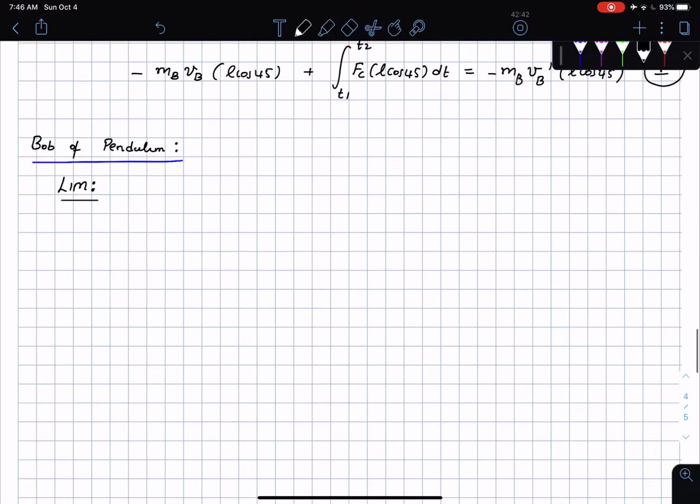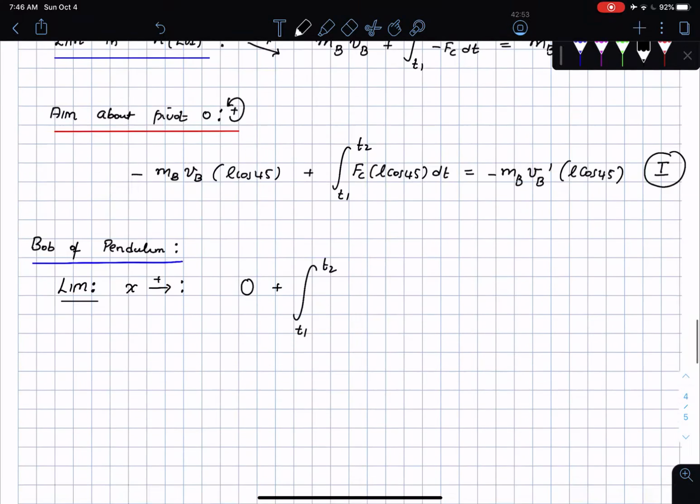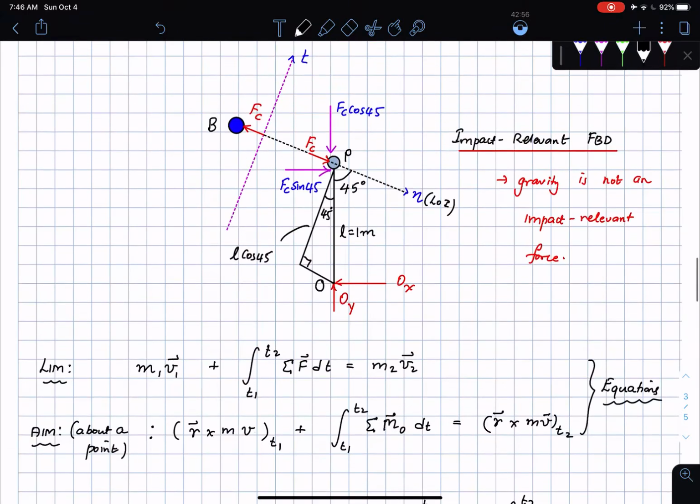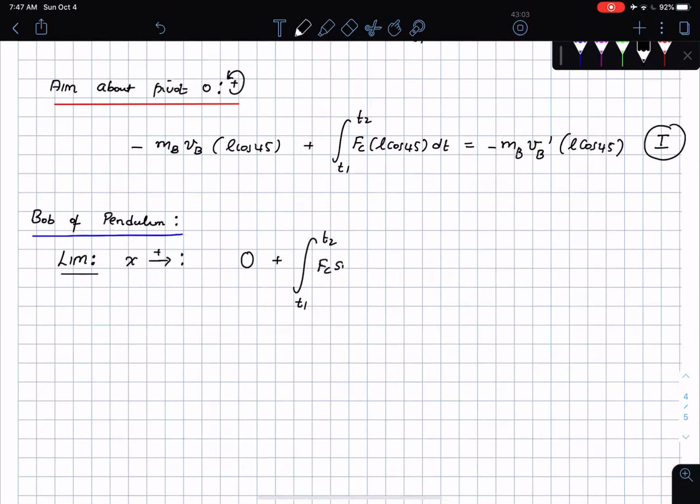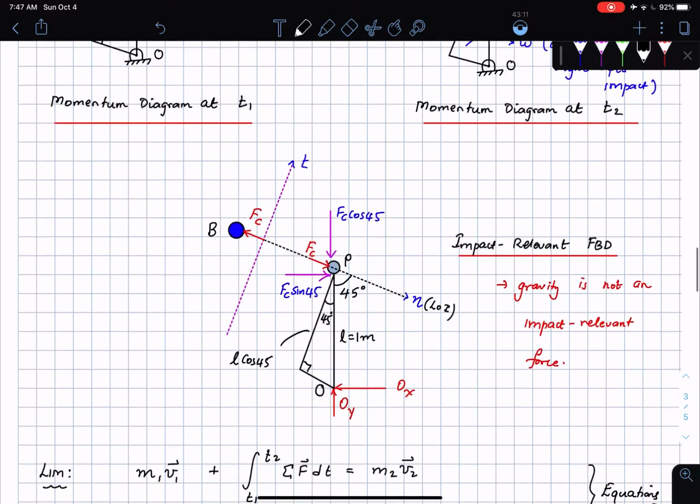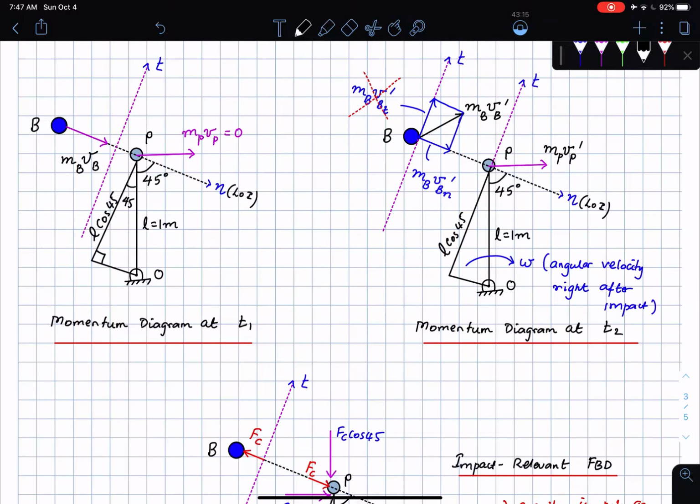In the x direction, impact. Let me say that this is the positive x direction. I know that the pendulum is initially at rest, which means that is 0. This is T1 to T2. Go to the impact relevant free body diagram in the x direction: FC sine 45 and then OX. Don't forget the pin impulse. So this is going to be FC sine 45 minus OX dt, and this is equal to the linear momentum in the x direction right after impact, which is going to be MP VP prime.